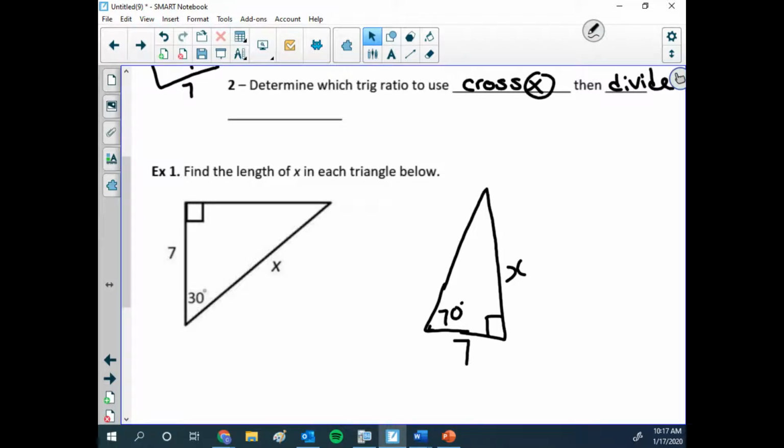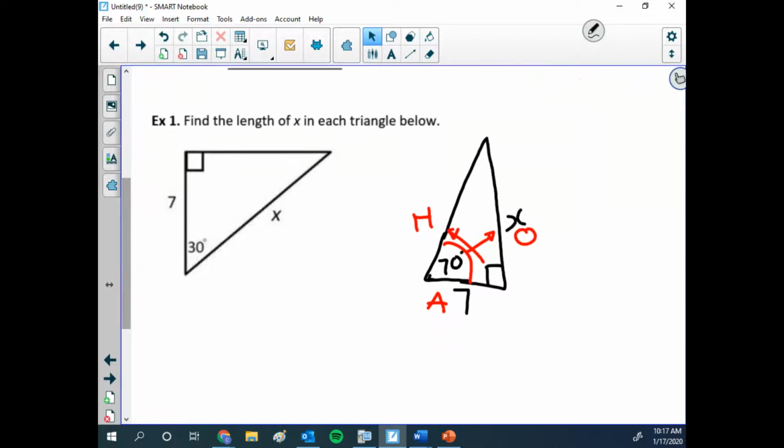I'm given a side length and I'm given an angle. That means I'm going to have to use one of my trig ratios to solve. So the first thing I need to do is start labeling my sides. The side across from my 90 degrees is the hypotenuse. The side across from this angle of interest is the opposite. And the remaining side that I haven't yet labeled is the adjacent.